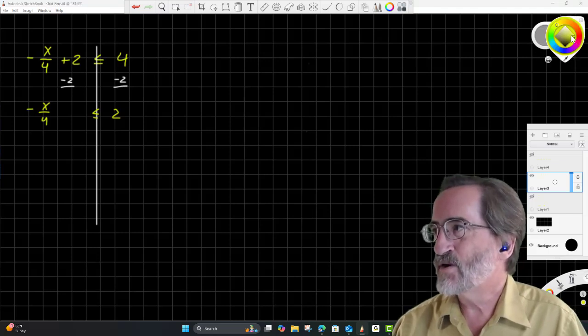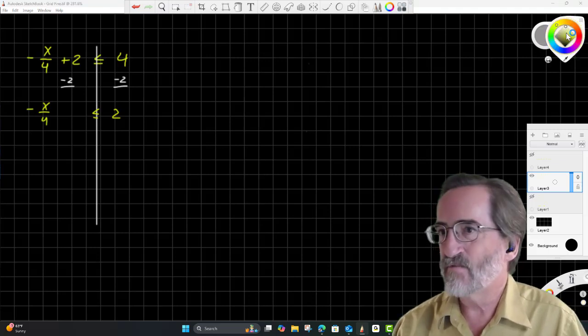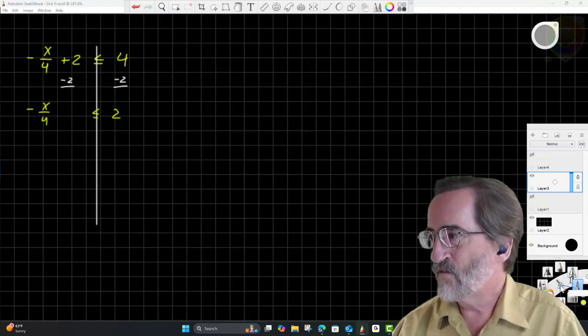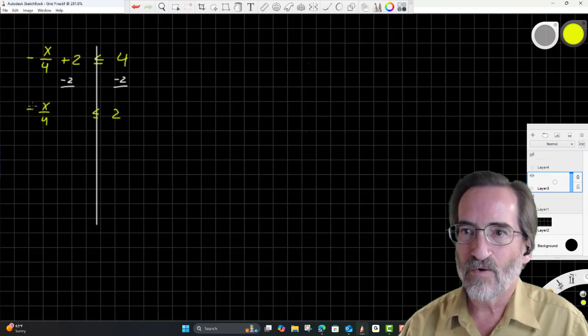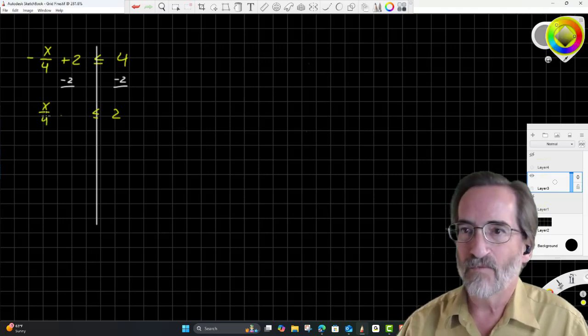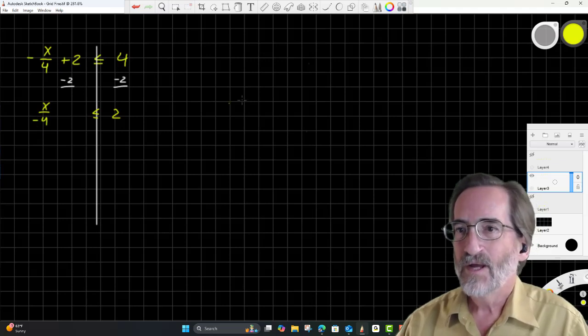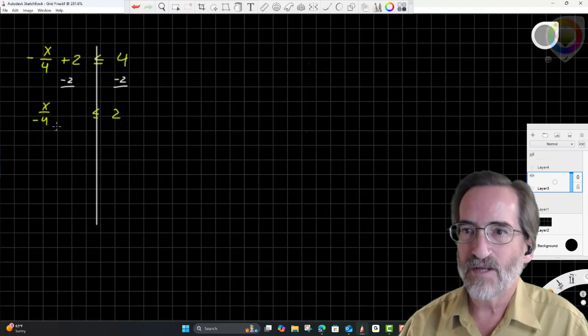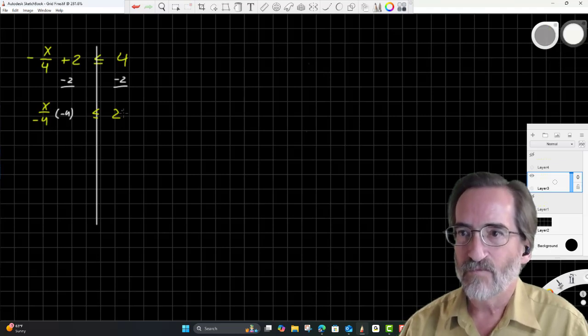Now you can't put it in two places because a negative times a negative is a positive, right? But you can think of putting it in front of the x, in front of the 4, or in front of the whole fraction. For the sake of imagining here, I'm going to put it in front of the 4. The opposite of divide by -4 is times -4. So multiply both sides by -4.